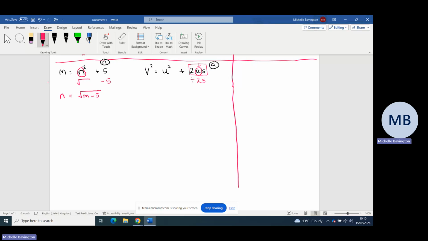Now I don't need to touch this. So at the minute, it's a hidden plus. So I'm going to make it a minus u squared. Okay. So what have I got? I've got rid of the A. So A equals v squared, always tends to be at the front, minus the u squared, and a divide always goes at the bottom, 2s. That's it.